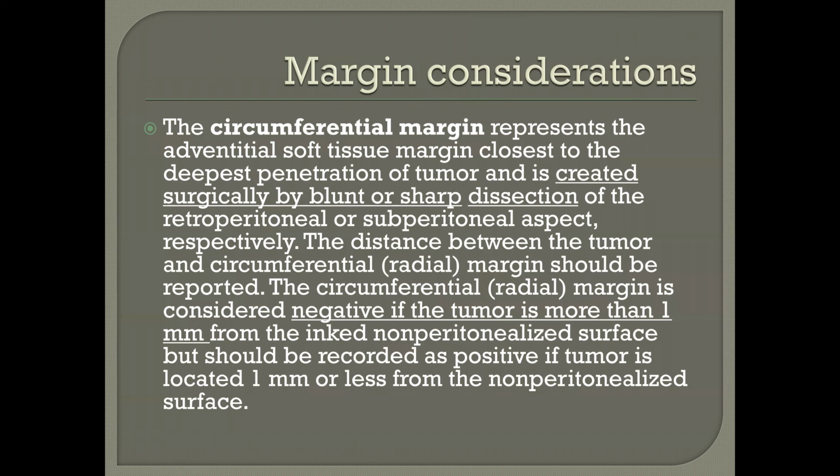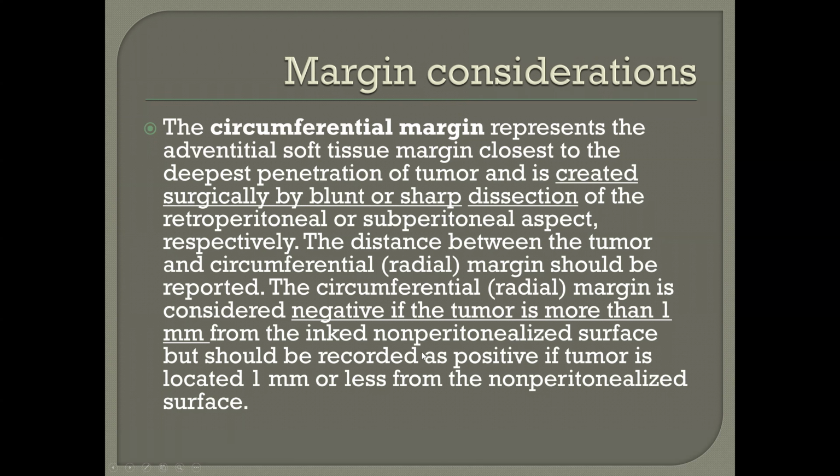In terms of margins, one of the things that people sometimes encounter as a problem is how do we define the circumferential or radial margin? If you check the notes for the CAP checklist, as I recommend you do frequently, this represents the margin closest to the deepest penetration of the tumor, and it's a margin that is created either surgically by blunt or sharp dissection of the tumor or the tissue from the retroperitoneal or subperitoneal tissues. And that distance from the tumor to that radial margin should be reported as the radial margin distance.